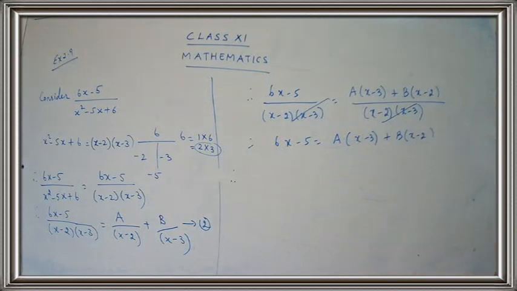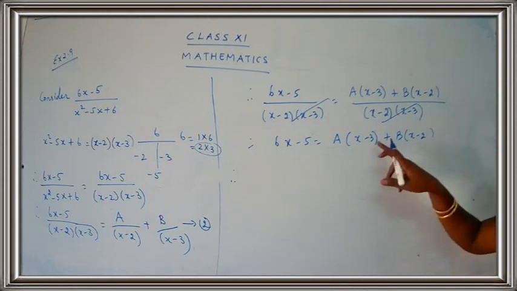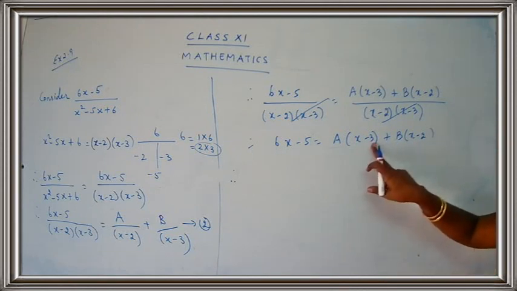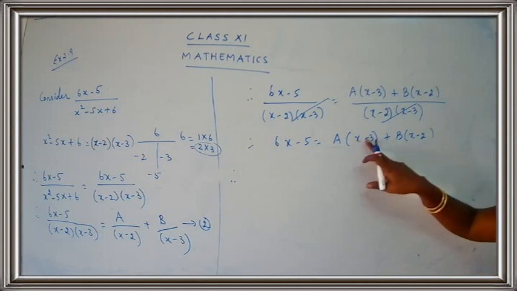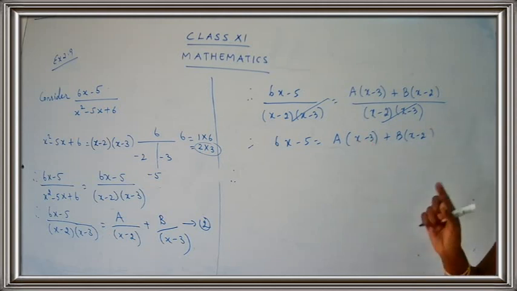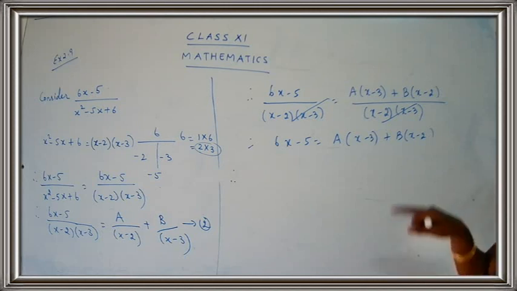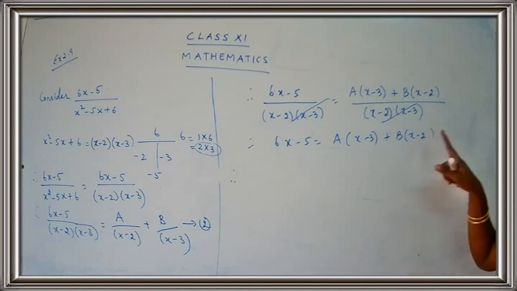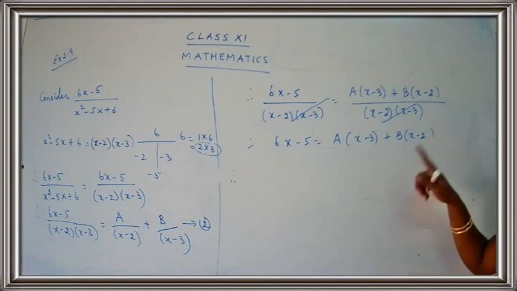This is very, very easy. We have only two unknowns and we know the two values for x. Yes, children? What is the first value you can take for x? Here you have minus 3 with x, so you can take x is equal to 3, and this is minus 2 with x, so you can take x is equal to 2. So you will get both the values A and B.